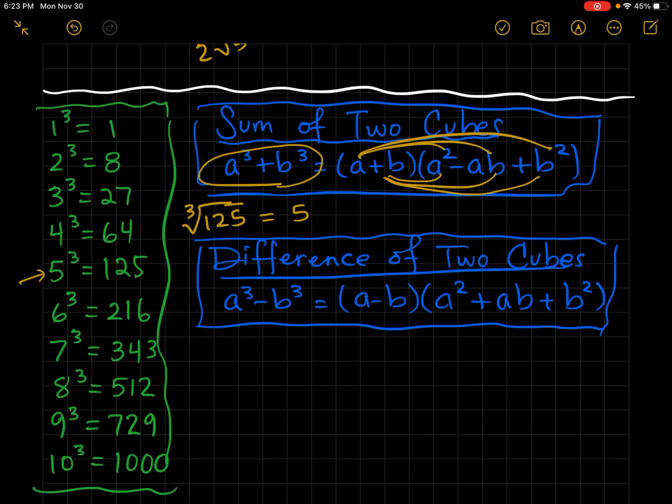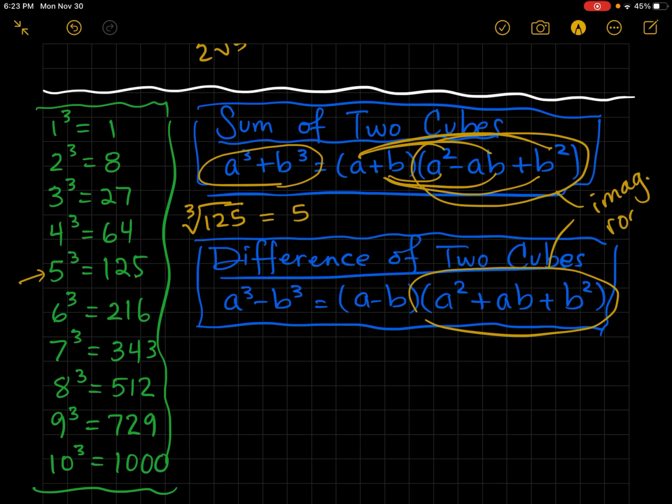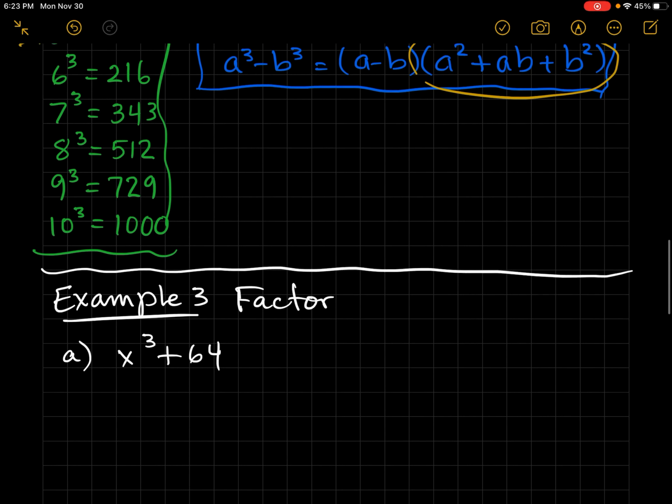There's a little issue with this formula. This second part right here and right here usually have imaginary roots. Okay, so we won't factor that. You'll learn more about the imaginary roots and how to find those in pre-calculus. And I'll just give you a hint. You need the quadratic formula. Okay, so now let's work a couple of examples.